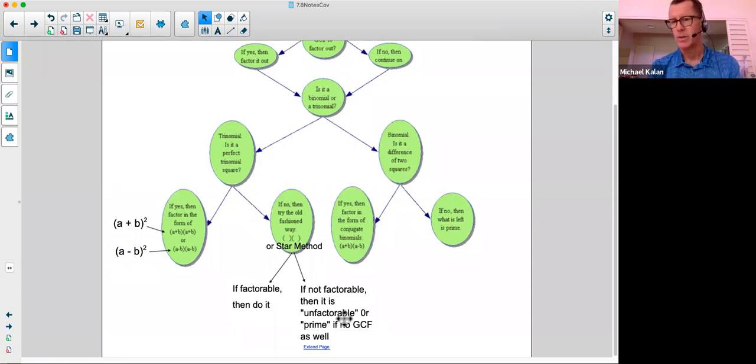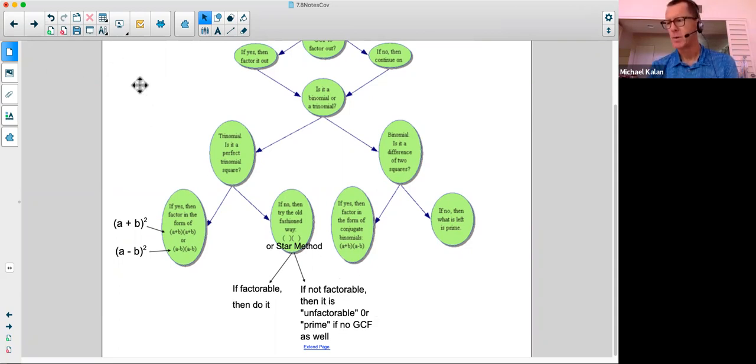In other words, if we took a GCF out, then we're done, and whatever we have there is finished. If we were not able to take a GCF out and we're not able to factor it in any way, then as I said, it's prime. And that's pretty much it, with binomials and trinomials.